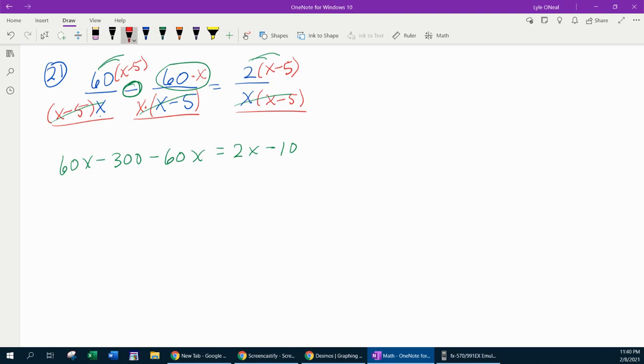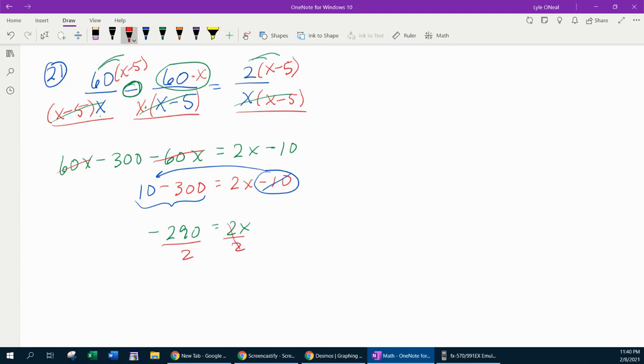This is going to go quickly now. 60x minus 60x, those cancel. Minus 300 comes down. And in the next step, I'm going to bring my minus 10 over. That makes it a positive 10. What is 10 minus 300? Well, that's a negative 290. And last but not least, if I divide both sides by 2, that should give me my answer. Negative 145. And let's put a box around that because we're done.